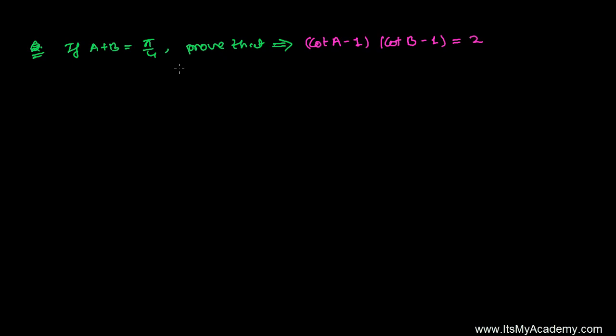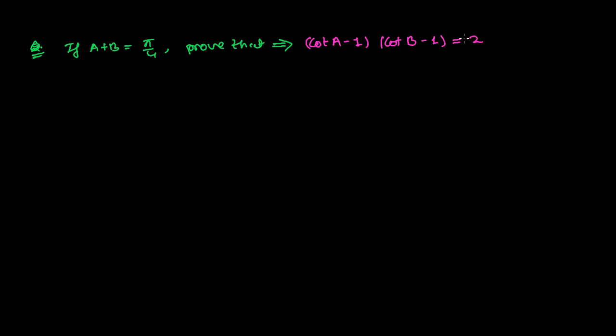Here I'm again discussing a quite similar question that we had dealt with in the last video. In the last video we had a plus b equals pi over 4, then prove that 1 minus tan a times 1 plus tan b equals 2. And here we have it in the form of cot, right? Cot a minus 1, cot b minus 1 equals 2.